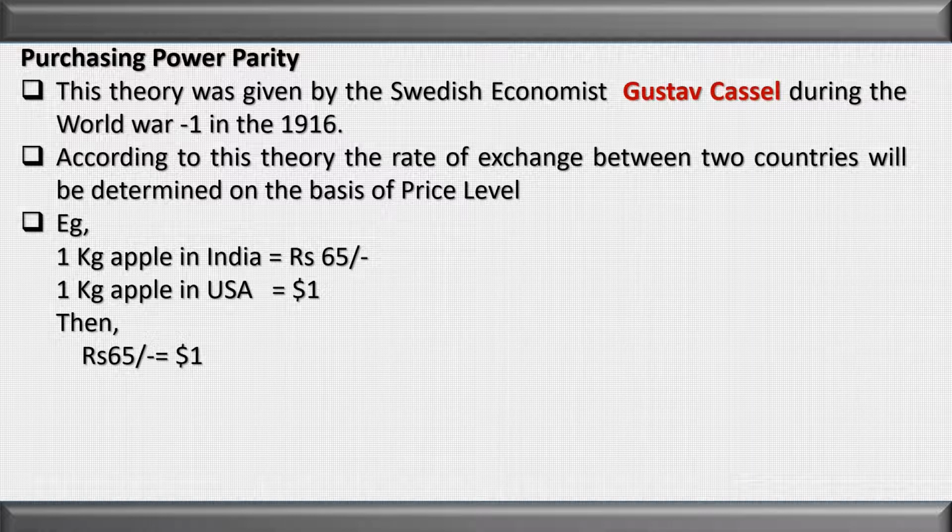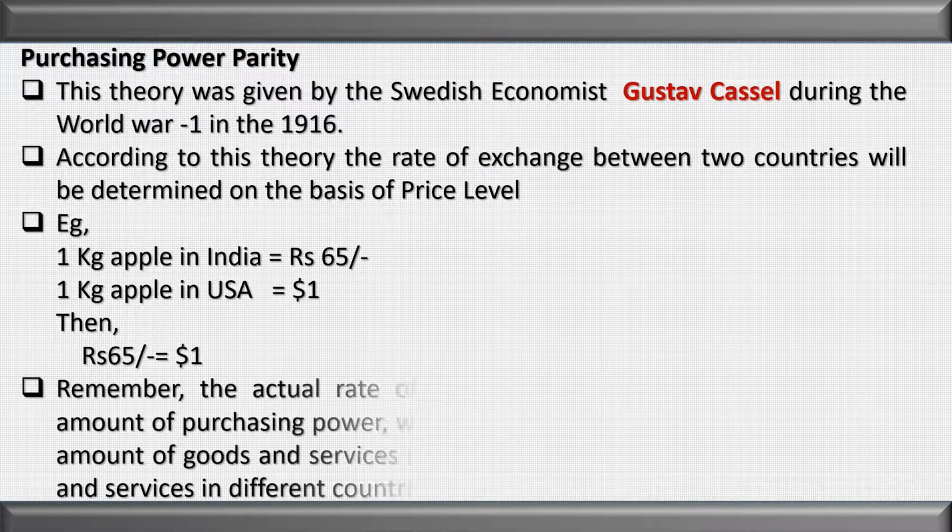According to this theory, the rate will be determined on the basis of the price level of the same unit of commodity. The money is spent on the same quantity of goods and services. 1 kg apple is 65 rupees, the same quantity of apple in USA is $1. So in this way we can say that $1 is equal to 65 rupees. So the exchange rate will be determined on the basis of price level.